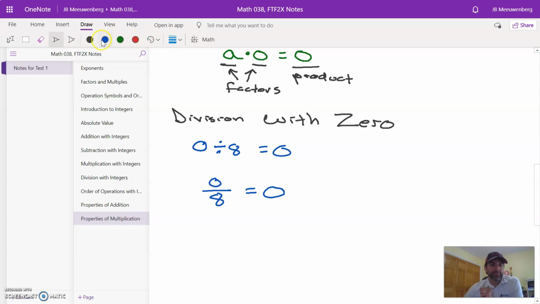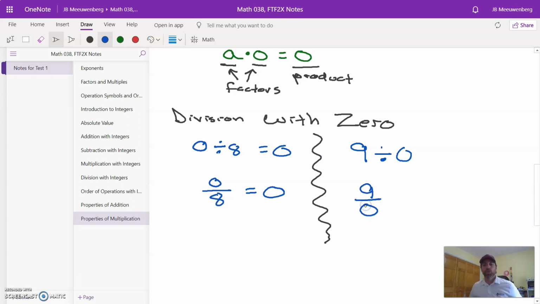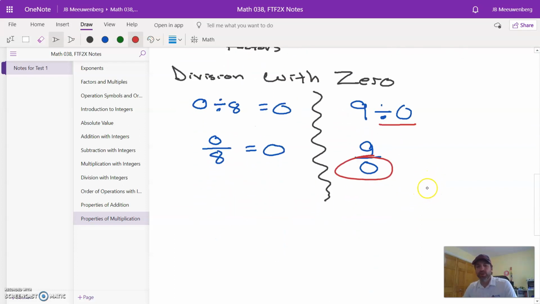On the other hand, what you cannot do is this. You can never divide by 0. You can never have 0 follow the division sign. You can never have 0 on the bottom of a fraction. There's a special word for this. When you see this, or if this ever happens, this is what we call undefined.